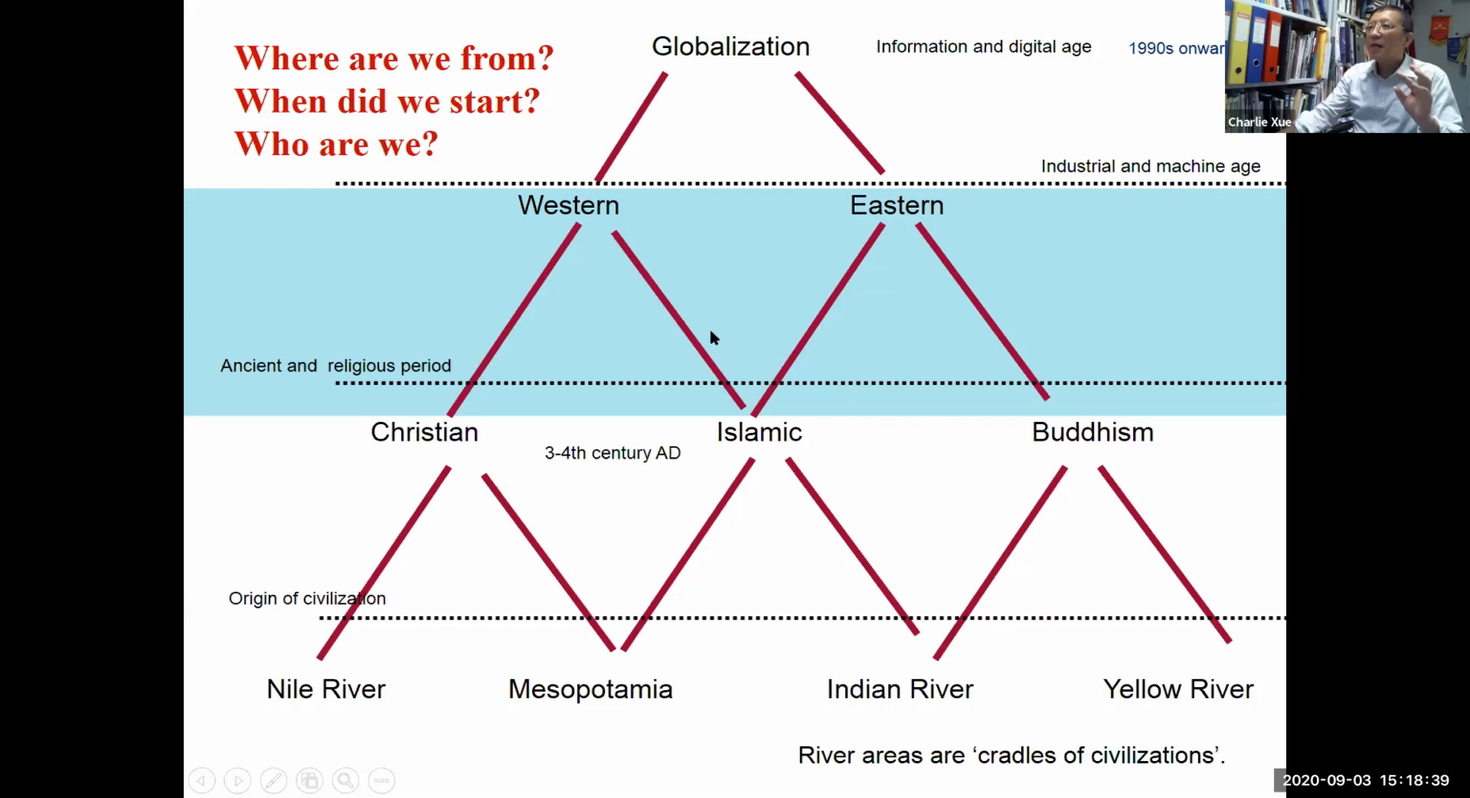Gradually, in the 19th century, civilization merged into Western civilization and Eastern civilization. And in the 21st century, we see the trend of globalization, gradually merging into one. So today, we wear the same clothes, the shirt. We do not wear the traditional Chinese clothes, and your hairstyles are similar. This is the trend of globalization.